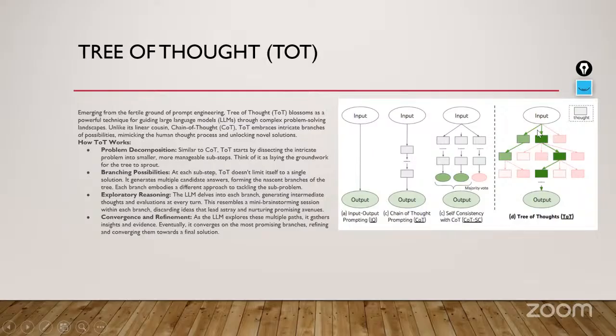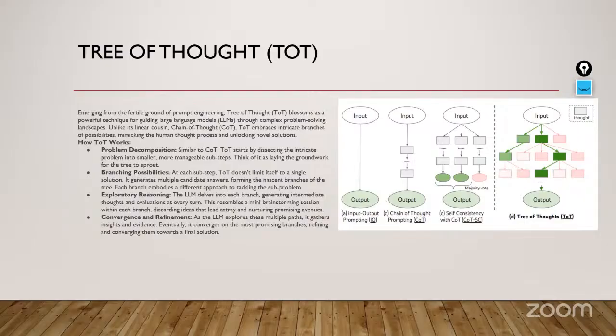Think about these two parts. Now from these two, what is important? There are 4 or 5 things which are important. From here, which are the most important? We'll take that only and skip the rest of the parts. Likewise, we will form one tree, and according to that, we will form one outcome. So it will decompose the intricate problems into smaller and more manageable substeps. Think of it as laying the groundwork for a tree to sprout, like branching possibilities. What are the different branching possibilities it can do?